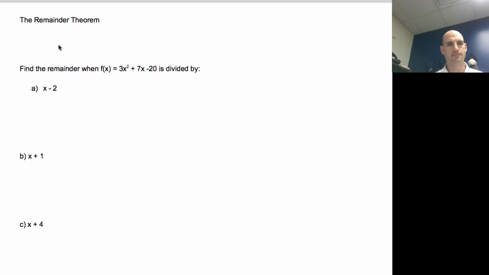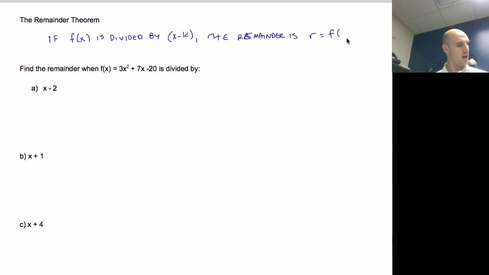The remainder theorem says this: if f of x is divided by x minus k, so some linear factor, the remainder is r equals f of k. Okay, so the remainder is f of k. We're going to be finding the remainder of a couple of functions here.